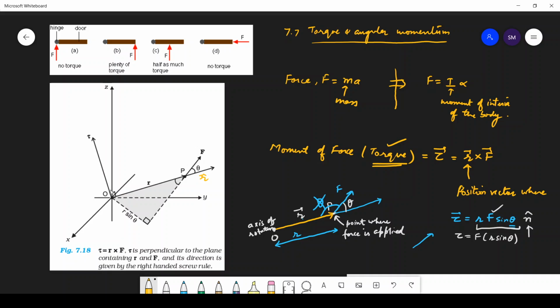So this length is your R, right? Now what is R? This angle is theta. You extend this.